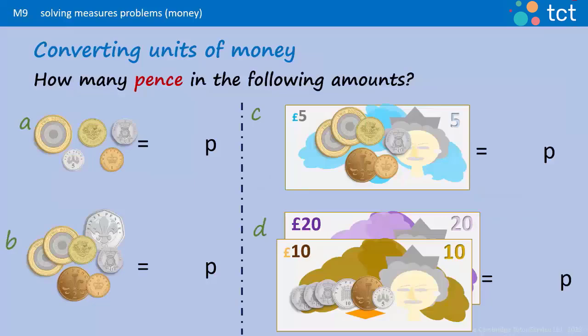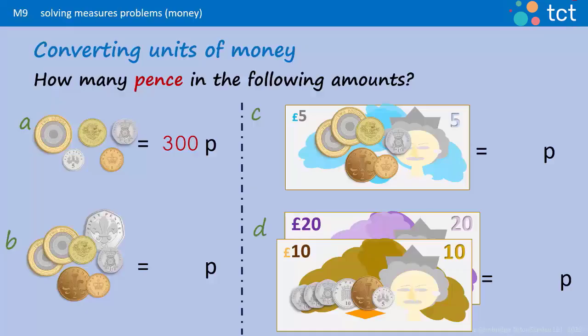Sometimes you're given more than £1 and you're asked to express that just in how many pence you have. So looking at A, how many pence do we have with all these coins here? In that £2 coin, we have 200 pence. If we add on the £1, that's another 100 pence. So that takes it up to 300 pence.